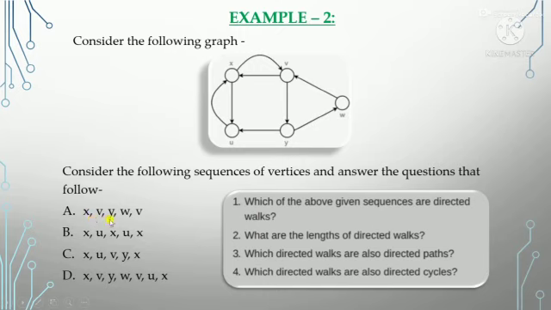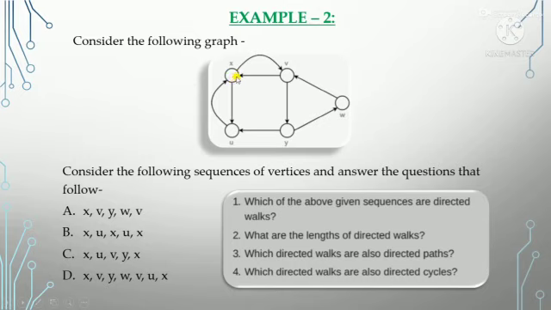So you can see here x, v, y, w, v. Yes, it becomes a walk, right? It becomes a walk because x to v, v to y, y to w and w to v. Yes, the directions are right. It means it becomes a walk. Next, B, we see that x, u, and now x. So it becomes a walk again, right?